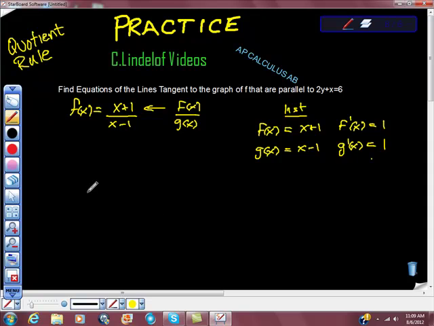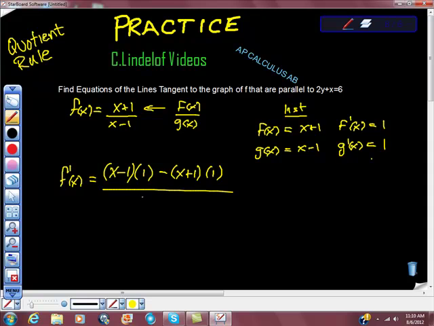Now I'm going to go ahead and set up this quotient rule. It's going to look like this: f prime of x is equal to, remember, it's g of x, which is x minus 1, times f prime of x, minus f of x, which is x plus 1, times g prime of x, which is 1. I'm just showing that in there anyway, over g of x squared. So that gives us that, doesn't it?